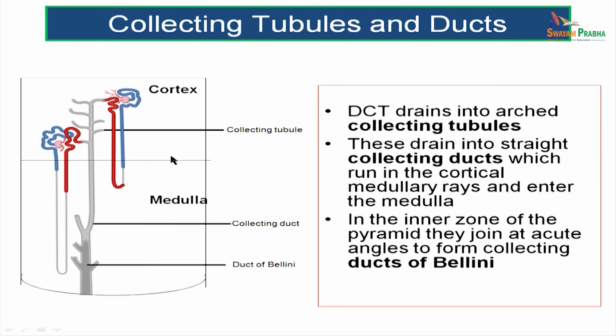Having learnt about various structures in the cortex and medulla, we will now talk about the collecting tubules and the collecting ducts. The distal convoluted tubule drains into the collecting tubules, they drain into the collecting ducts which run in the cortex, that is in the medullary rays, and enter the medulla. These collecting ducts join to form a large duct which is called the duct of Bellini.